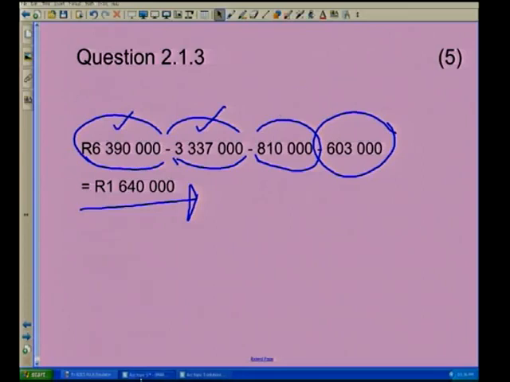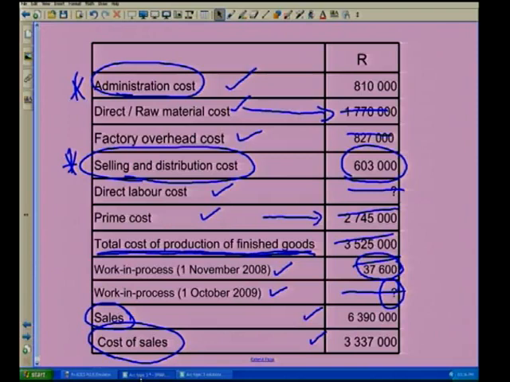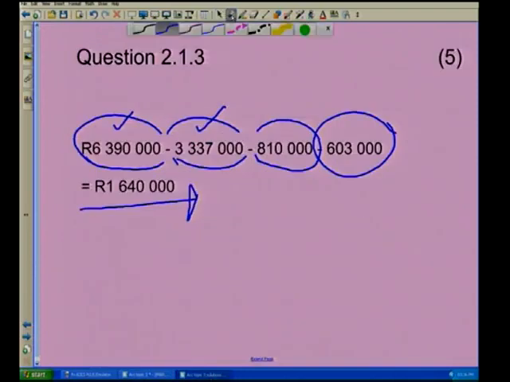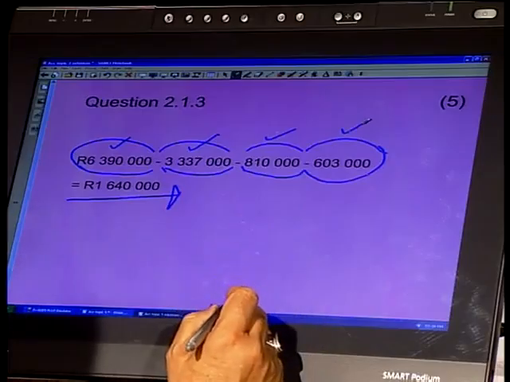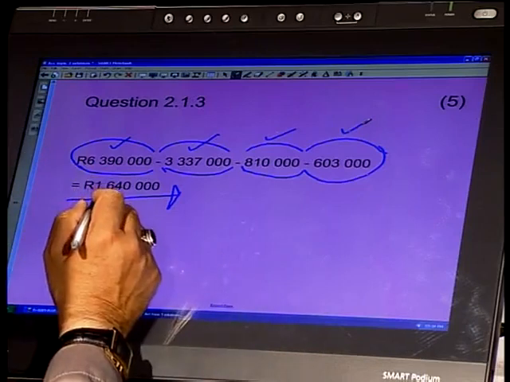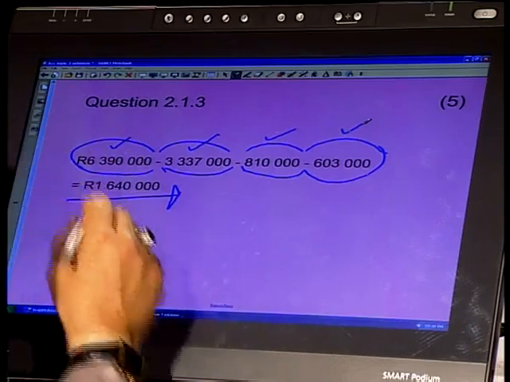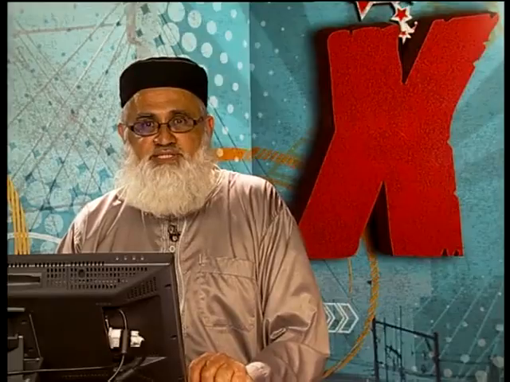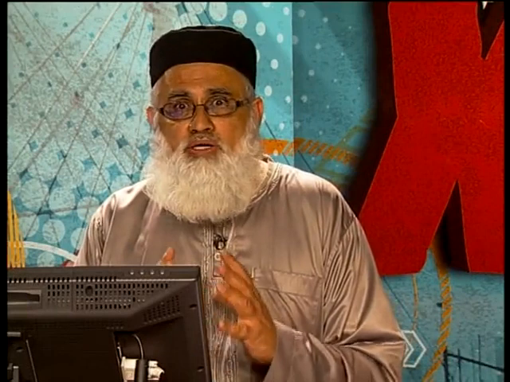Okay? Notice, sales minus my cost of sales minus what? My selling, and this one was my admin cost, I think it was. Let's just confirm. Admin was 810,000. That's correct. There's my admin cost, minus my admin cost and minus my selling and distribution. So these two cost accounts will impact on my profit.